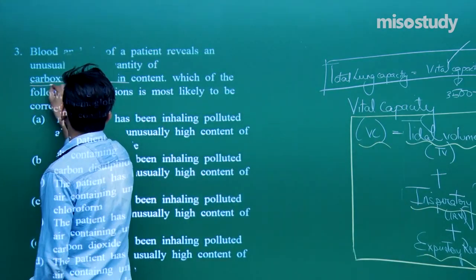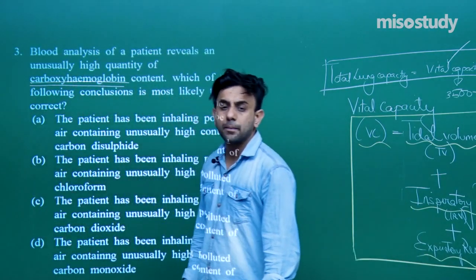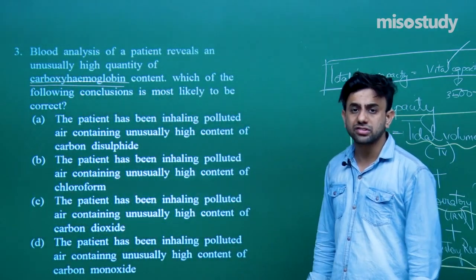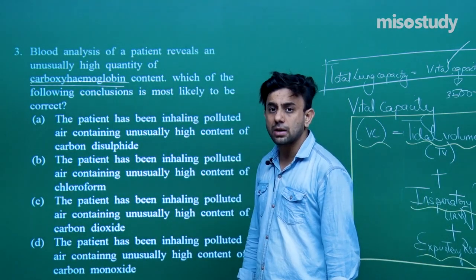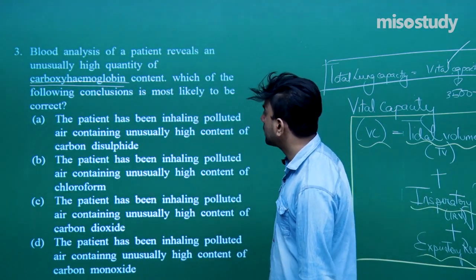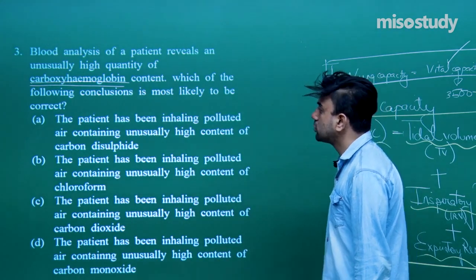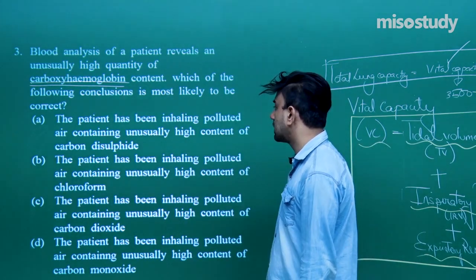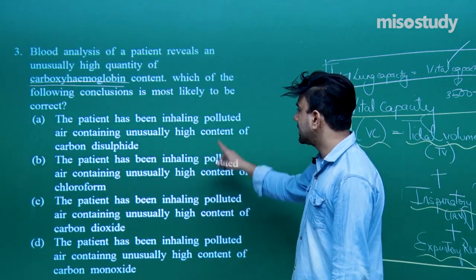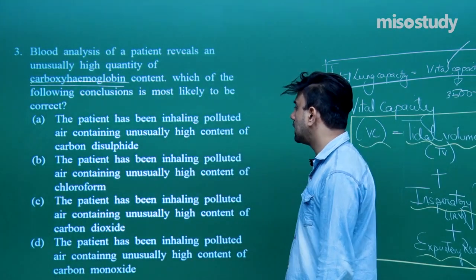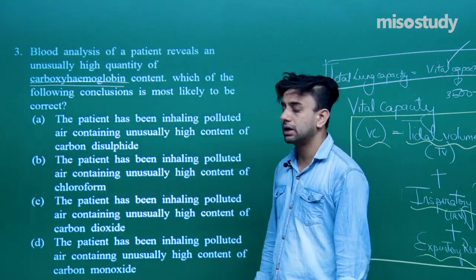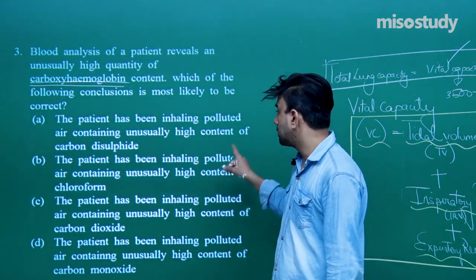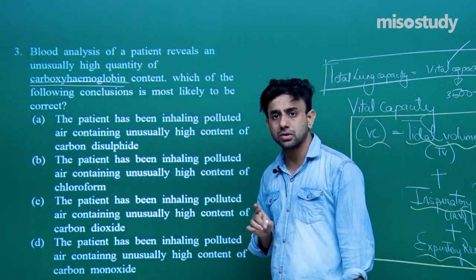Carboxyhemoglobin, okay, the combination of hemoglobin with carbon monoxide is called carboxyhemoglobin. Which of the following conclusions is most likely to be correct? The patient has been inhaling polluted air containing unusually high content of carbon disulfide. Till this part, the patient has been inhaling polluted air. This part is correct, but carbon disulfide is not at all right.